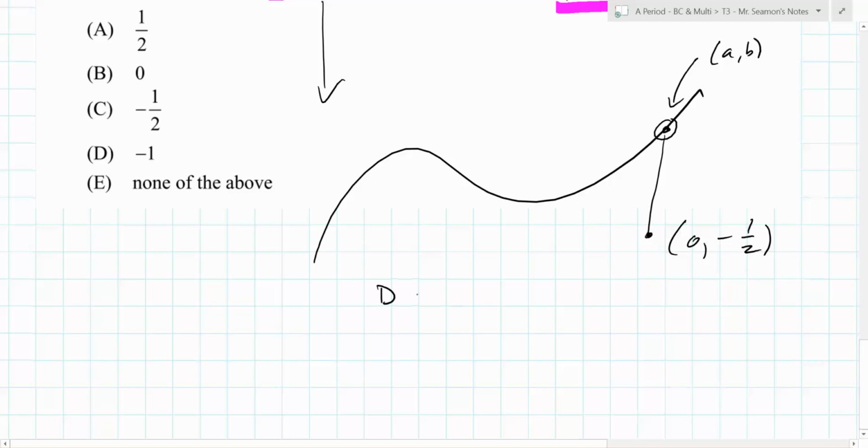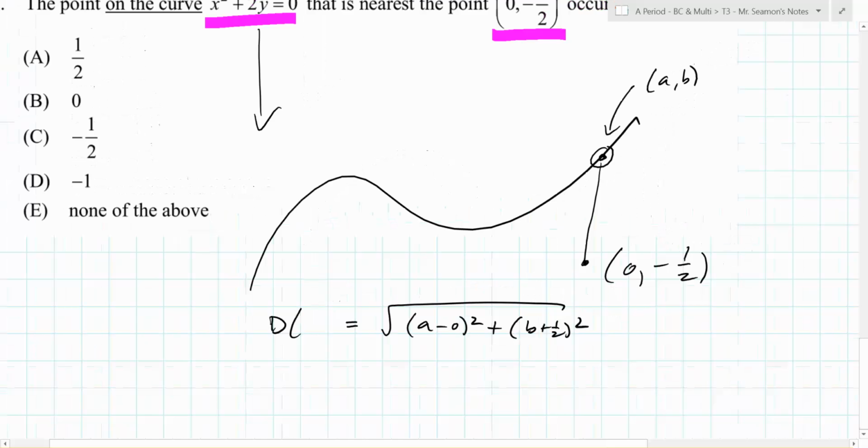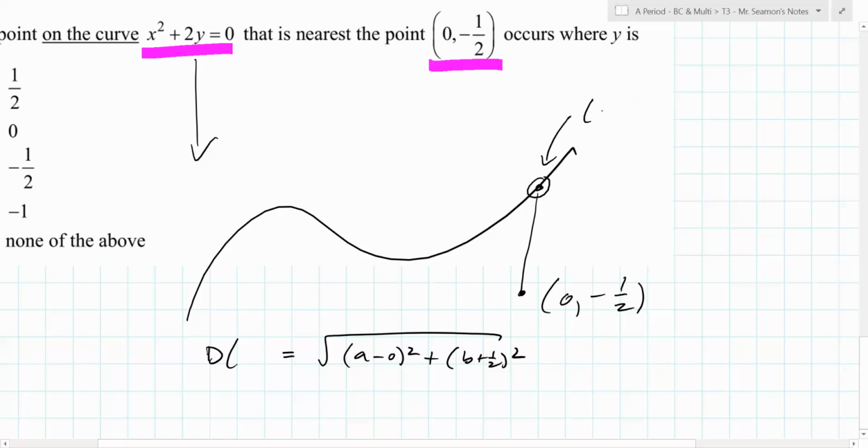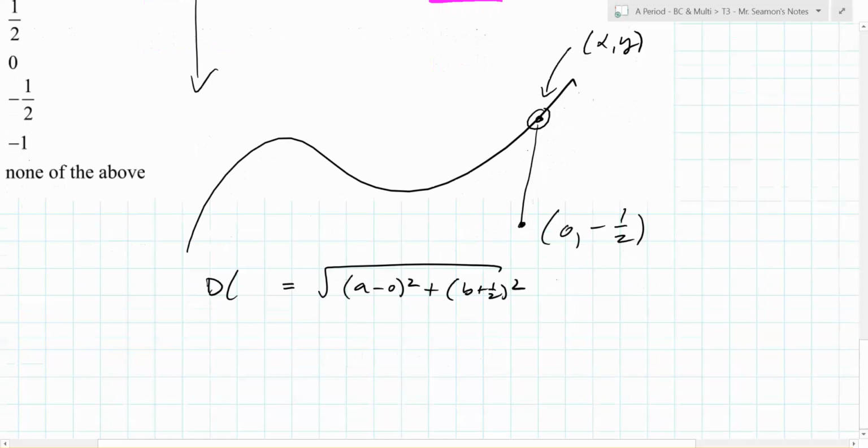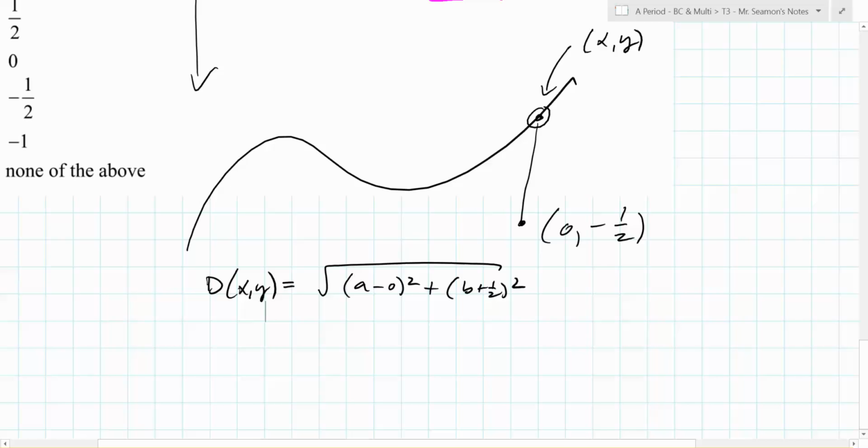The distance is going to be what? The square root of what? A minus 0 squared plus what? B plus 1/2 squared. Is that correct? So that is the distance between the points in terms of what? A and B. We can use something better than that, actually. Let's just call it X and Y for clarity. I guess that's better. But the distance in terms of X and Y is this.